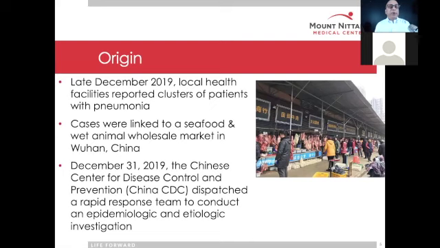In late December 2019, local health facilities reported a cluster of patients with pneumonia. These cases were linked to a seafood and wet animal wholesale market in Wuhan, China. And the reason I put that little picture on the side is that this gives you a flavor of what this market looks like. It's an open market. A whole variety of animals, in addition to fish, are traded in this market.